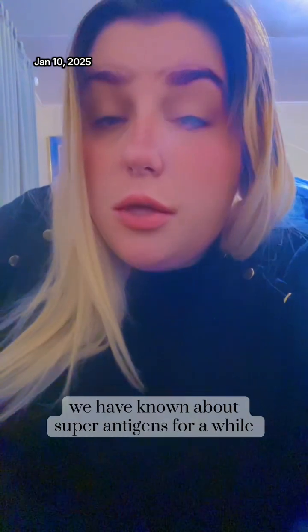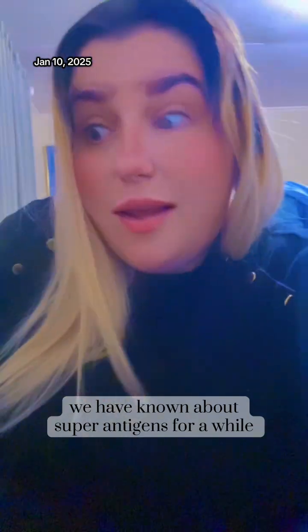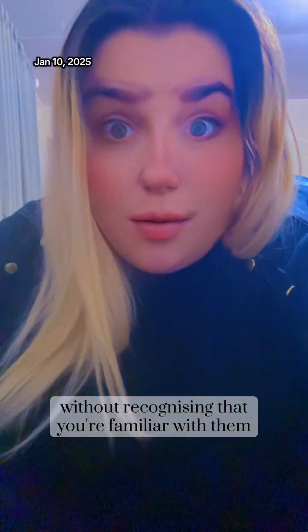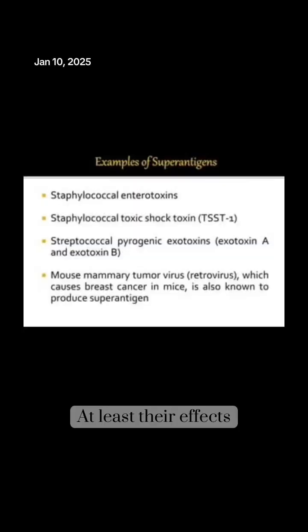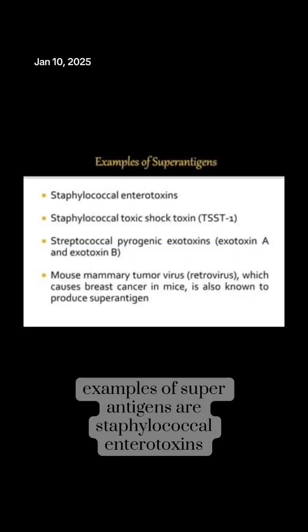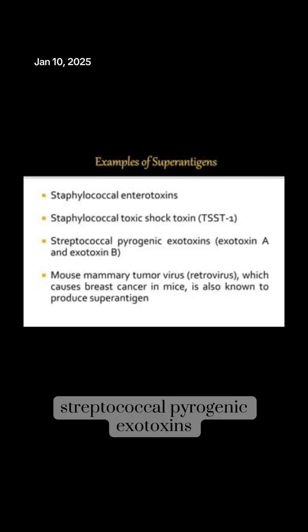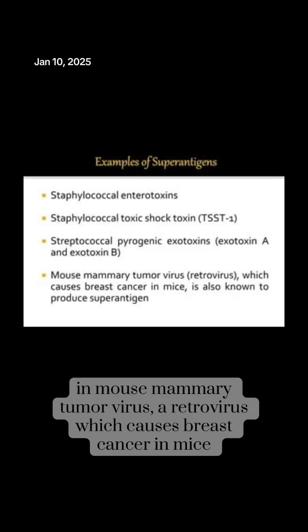We have known about superantigens for a while. In fact, you are probably familiar with them without recognizing that you're familiar with them, at least their effects. Examples of superantigens are staphylococcal enterotoxins, staphylococcal toxic shock toxin, streptococcal pyrogenic exotoxins, and mouse mammary tumor virus, a retrovirus, which causes breast cancer in mice.